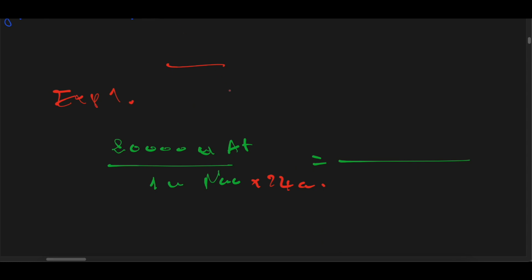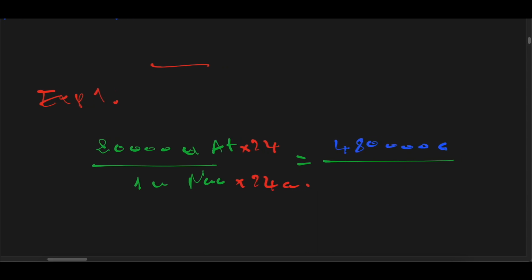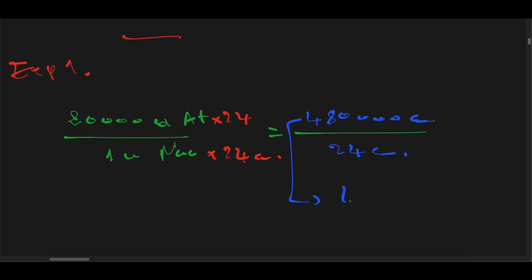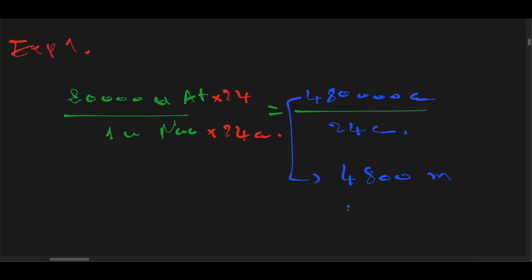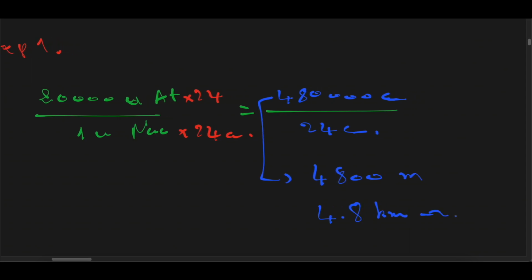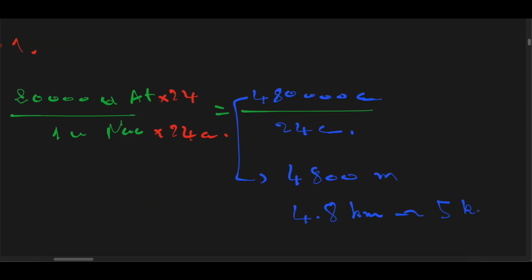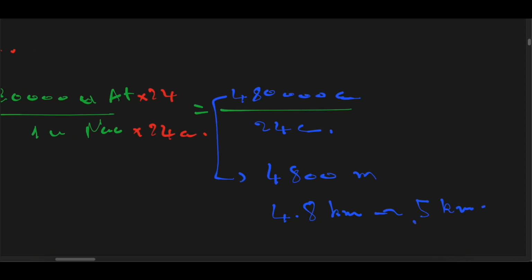So the same thing, in the same calculation, we have to multiply the diameter of the atom by 24. So we get here about 480,000 centimeters long, and here we have 24 centimeters. So the diameter of the atom will be about 4,800 meters or 4.8 kilometers long, which is about 5 kilometers long, which is an important diameter.